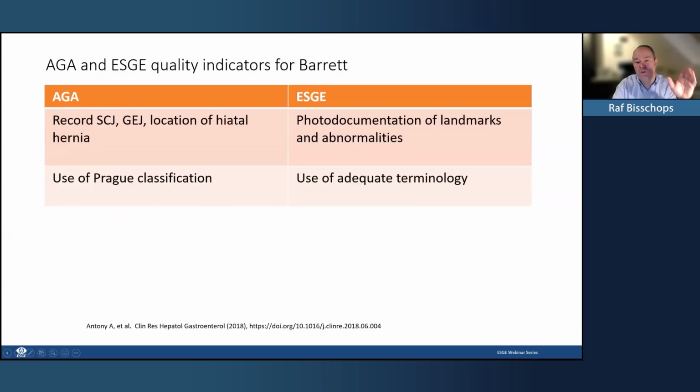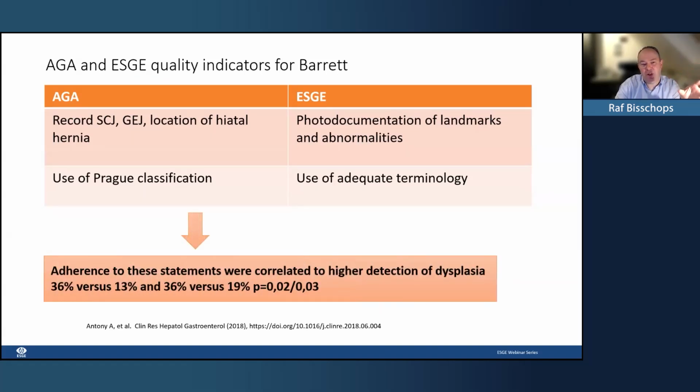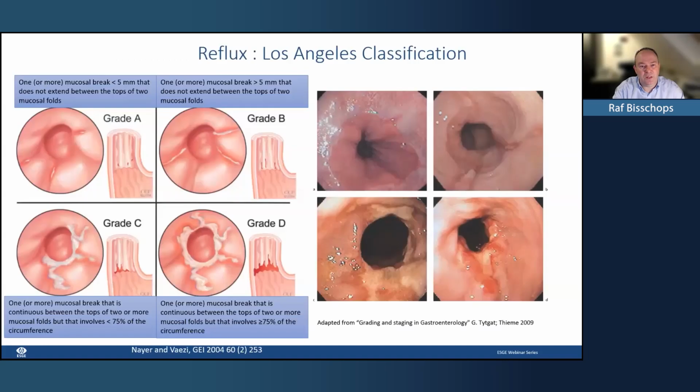And the reason why we want to have the standard report is it actually improves the quality and the detection. This is a recent study looking at mentioning of these landmarks and the use of PRA classification, and that itself already led to a high detection in people using this. This was 36 versus 13%. So just the way that you take these pictures, you do report it and have a good look at all of this, makes that you find more lesions.